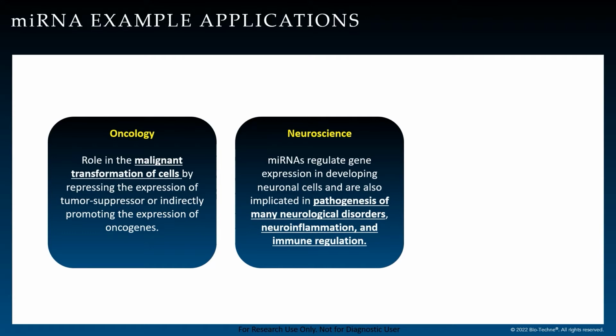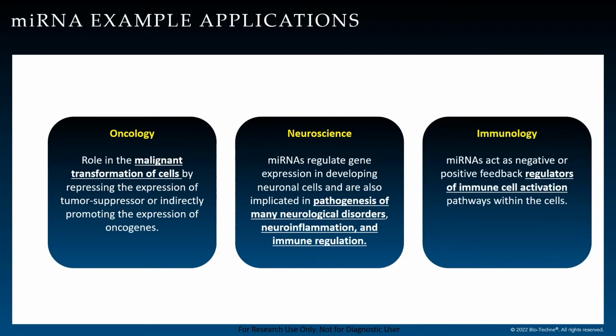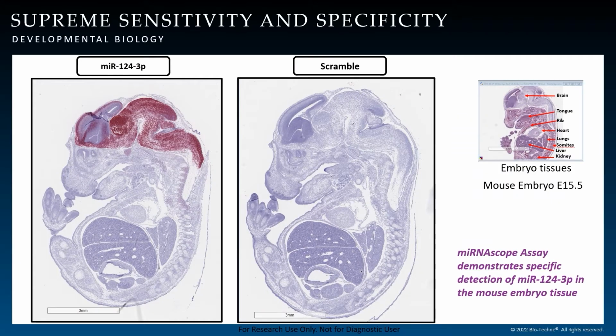They are also implicated in pathogenesis of many neurological disorders, neuroinflammation, and immune regulation. MicroRNAs also act as positive or negative feedback regulators of immune cell activation pathways. Here we have an example of the sensitivity and specificity of the miRNAscope assay in sectioned mouse embryos at E15.5.